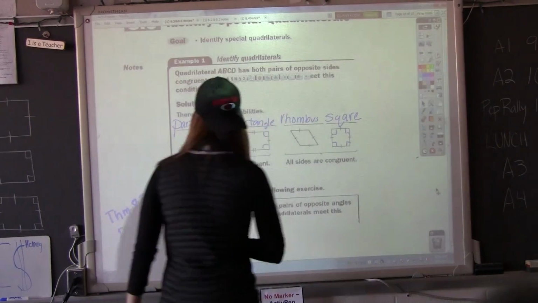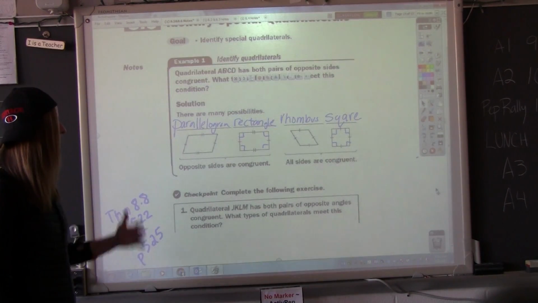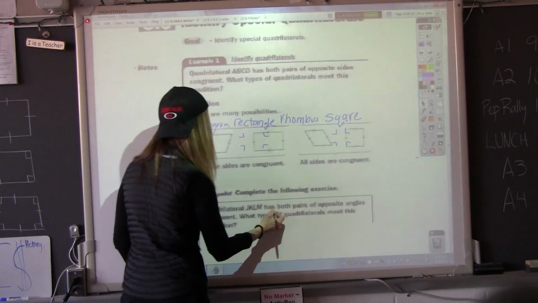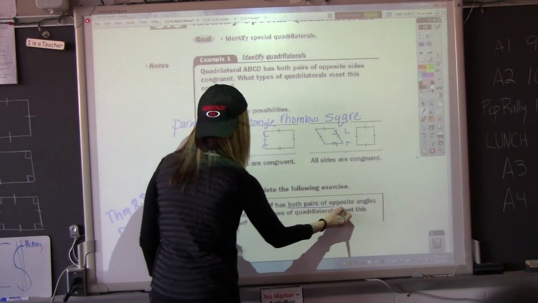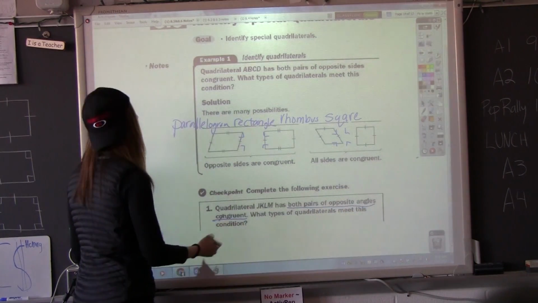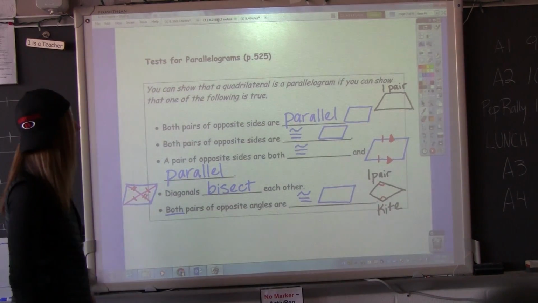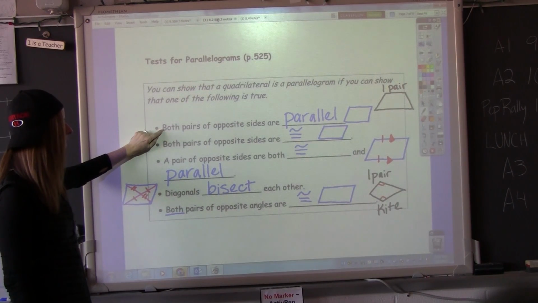Quadrilateral JKLM has both pairs of opposite angles congruent. What types of quadrilaterals meet this condition? Both pairs of opposite angles congruent. All right, so if you go back to your 8.2 and 8.3 notes, both pairs of opposite angles.